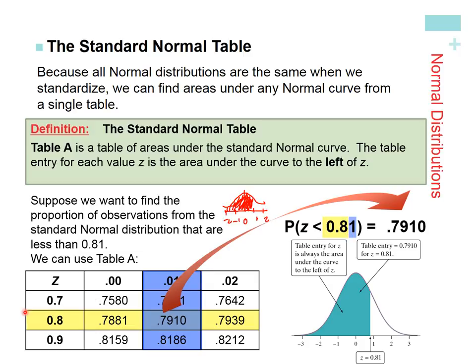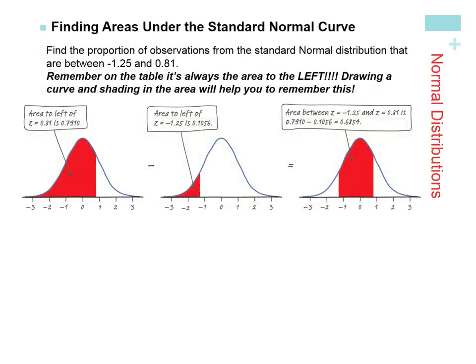How did we get that probability? Take a look at your table. The column on the left-hand side is your tens digit, so that's your 0.8. Go over, because we have 0.8, and then find the 1 under the column. So the row is the 0.8, the column is the 1. Find where they match up: 0.8 and then 0.81. Following it in your table, it says 0.7910. That tells you that the area under the standard normal curve less than 0.81 is 79.10%. So always remember.